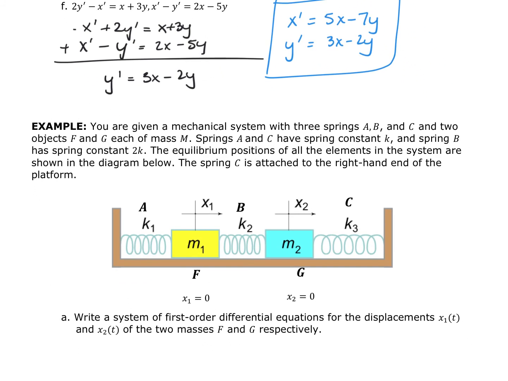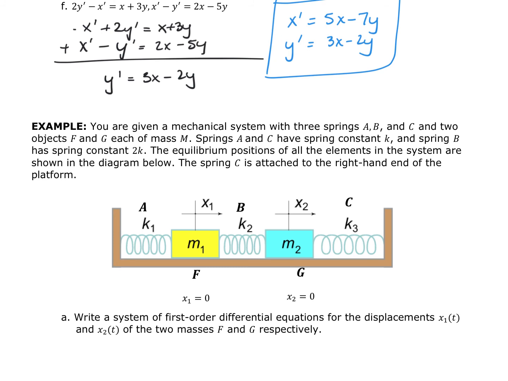Now, here's an application. You are given a mechanical system with 3 springs, A, B, and C, and 2 objects, F and G, each with a mass of M. Springs A and C have a spring constant of k, and spring B has a spring constant of 2k. The equilibrium positions of all the elements in the system are shown in the diagram below. The spring C is attached to the right end of the platform.